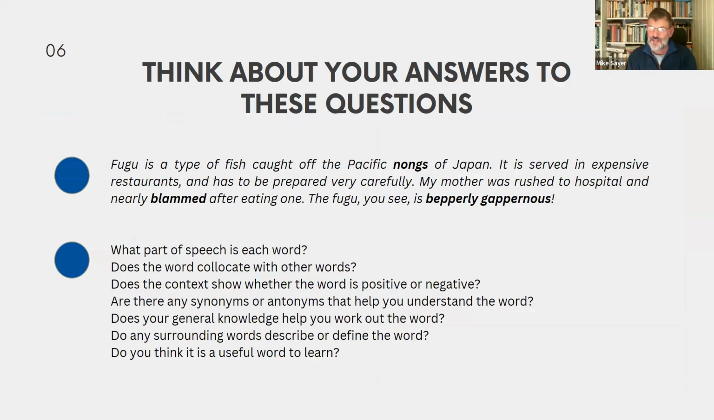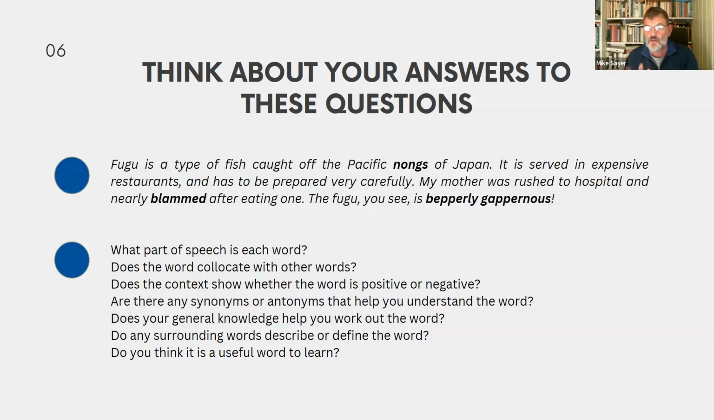Does it collocate with other words? Yes, it does. It goes with the word Pacific. So it's something that describes by the Pacific. Is it positive or negative? Well, that's not relevant here. It's not really a word that's going to be negative or positive. Any synonyms or antonyms? I don't think so. There's no other word that could possibly go here. General knowledge? Well, it could help if you know about Japan. If you know about the Pacific, you'll know that Japan is an island and that it's in the Pacific Ocean. So the Pacific something of Japan is describing that.